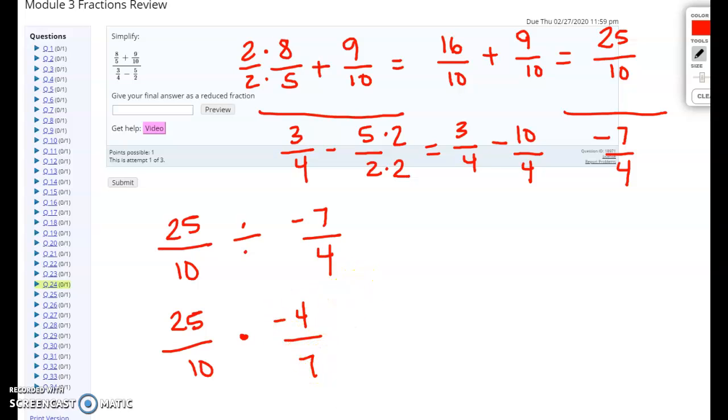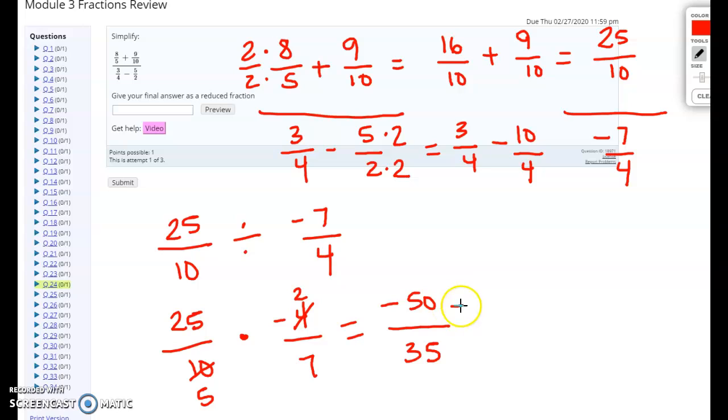Okay, I'm going to look if I can cross cancel anywhere. 25 and 7, no, neither of those, but 10 and 4 are both even. They'll both divide out by 2. So 10 divided by 2 is 5. Divide the 4 by 2, I still have negative 2. Oh, and 25 and 5 cancel. We'll do that in a sec. So 25 times negative 2, I get negative 50 over 5 times 7, which is 35.